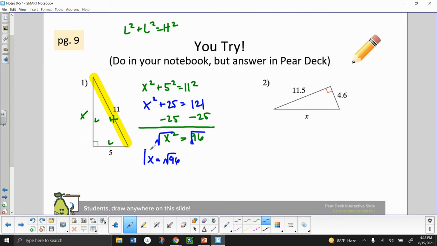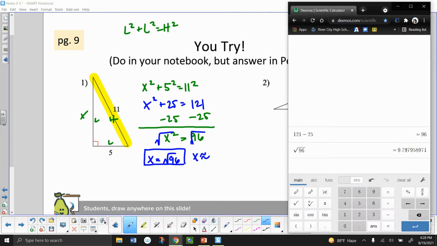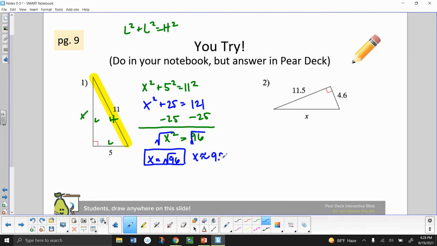There is a way that we can simplify this square root, but we're going to get into that in a later unit. And then we want our approximate answer. So our approximate answer is what we get in our calculator. So we're going to round to two numbers after the decimal, so 9.79. But then we're going to look at one number after. Since that's greater than 5, we're going to round up to 9.80.